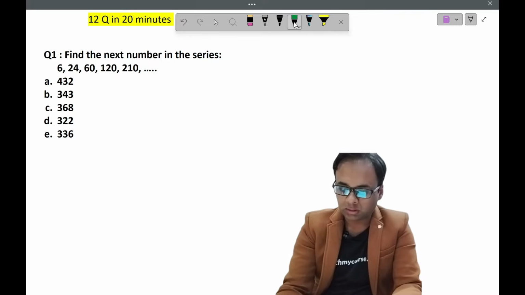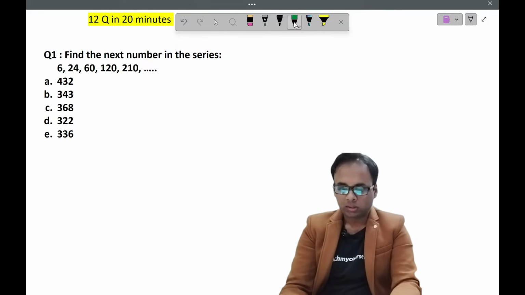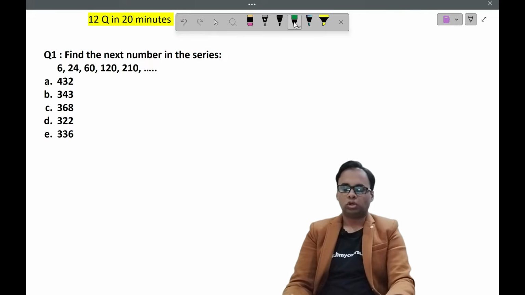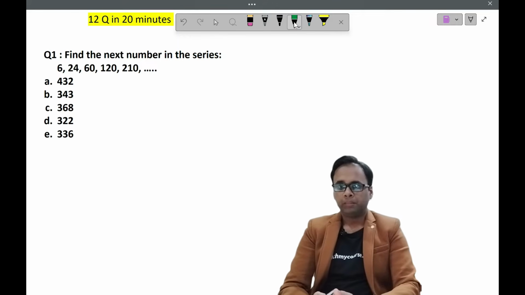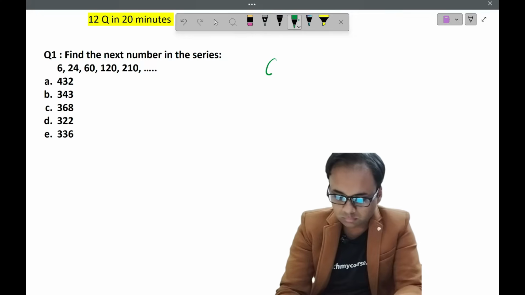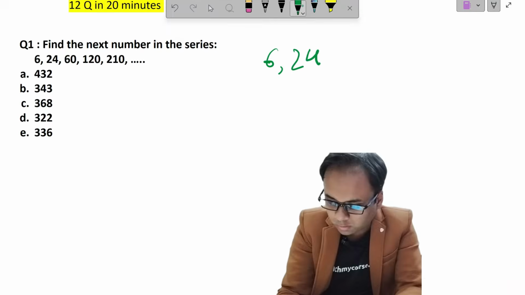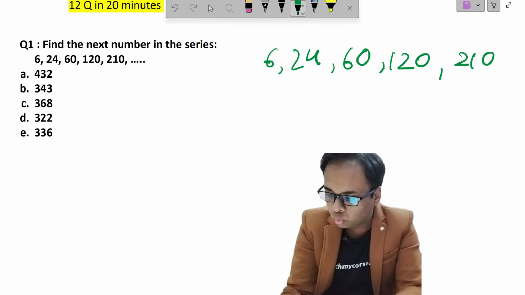Find the next number in the series: 6, 24, 60, 120, 210. When we get such number series, first of all we try to see whether this is some kind of addition series, I mean, whether there is some specific number which has to be added so that we get the next number. So the series is 6, 24, 60, 120 and 210.